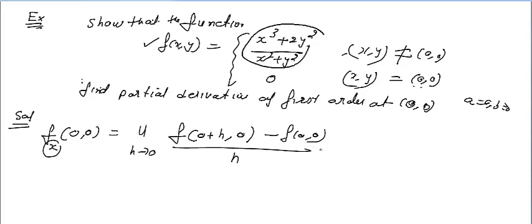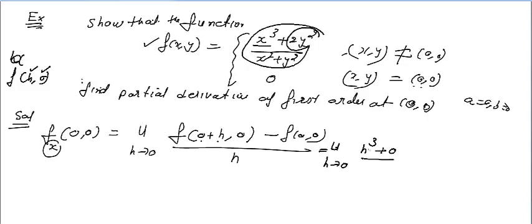The first thing is you will put the limit as h approaches 0. Now here 0 plus h is h, means you are going to get the value of f(h,0). In place of x you will put h, and in place of y you will put 0. So you have h cube in the numerator, plus 2 times 0, which is 0, over h square plus 0, correct? Now minus f(0,0).